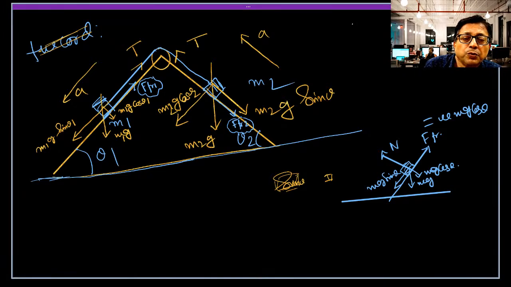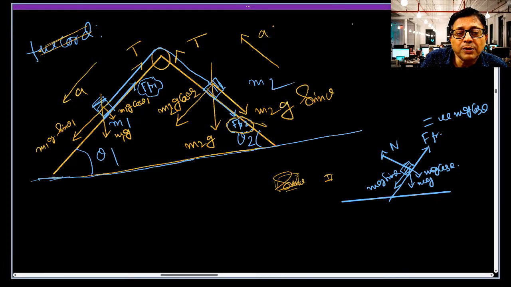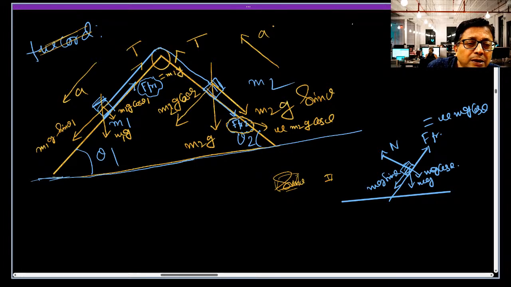Clear? So when you are going to write the equation of motion here, what frictional force is acting? Mu into what? M2G cos theta. And what frictional force is acting here? It is up the incline, Fr1, mu into M1G cos theta.